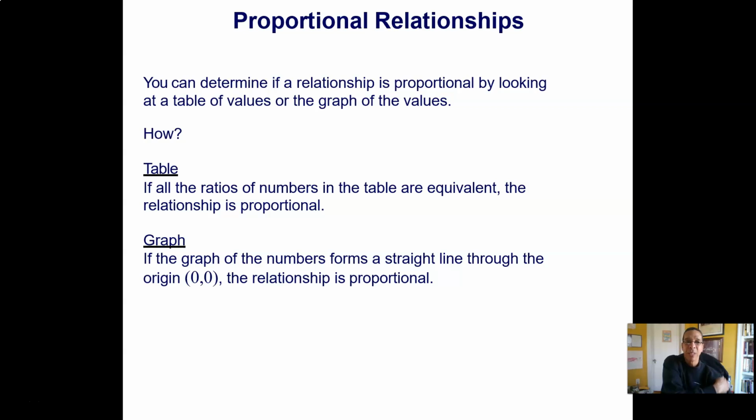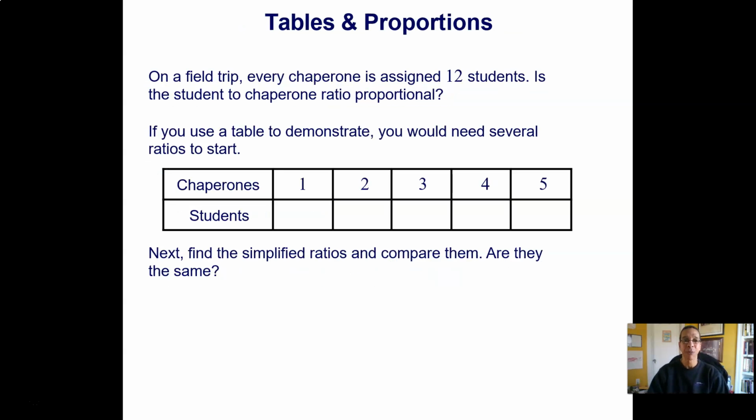Okay, so in proportional relationships, you can determine if a relationship is proportional by looking at the table of values or the graph of the values. And how do we do that? With a table, if all of the ratio of numbers in a table are equivalent, the relationship is proportional. With a graph, if the graph of the numbers forms a straight line through the origin 0, 0, the relationship is proportional as well. So let's take a look at a table first.